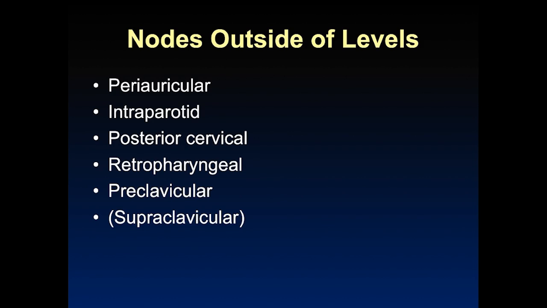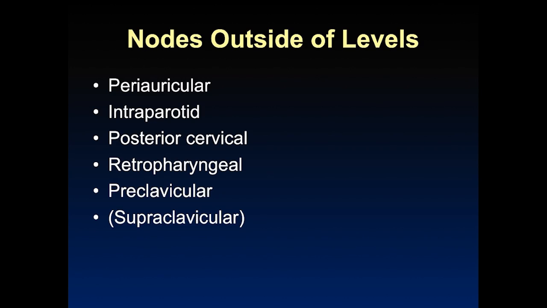What about nodes outside of those prescribed cervical levels? Well, we have preauricular nodes or periauricular nodes, those lymph nodes that are located surrounding the external ear or auricle. We have intraparotid lymph nodes. The parotid glands are the only major salivary glands which will contain lymph nodes within them. So we will make sure to pay attention to those.